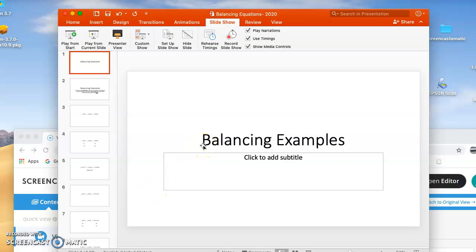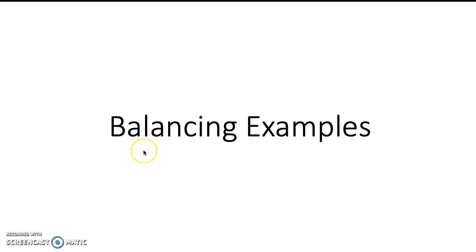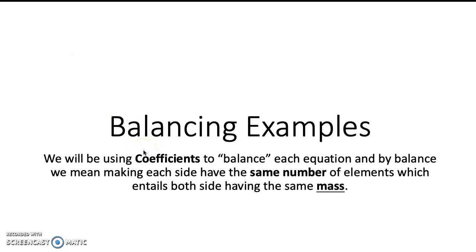Okay, we're going to go over the basic ones today. So let's take a look here. Balancing examples. First thing is we're going to be using coefficients to balance each equation. And by balance, we mean making each side have the same number of elements, which entails both sides having the same mass. So the left side will equal the right side as far as the count of elements, and based on the element's mass, if we add up the left side's mass and the right side's mass, they should be equal.